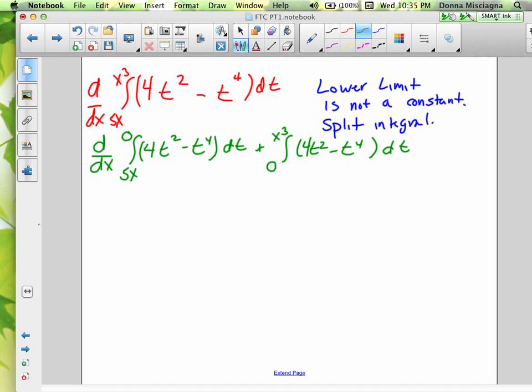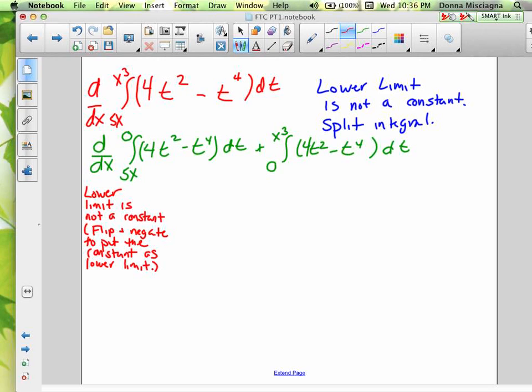Now the problem is that on the first part, the lower limit is not a constant. And it wasn't going to be a constant, because the lower limit has to be 5x. But remember, you can flip and negate to put the constant as the lower limit of integration.